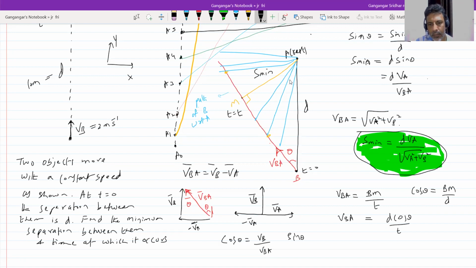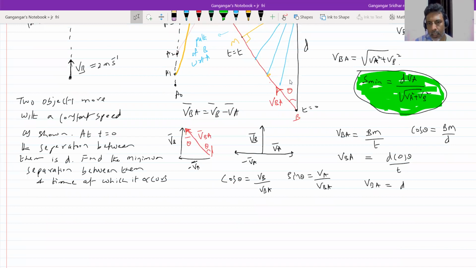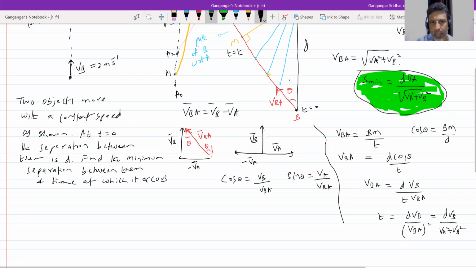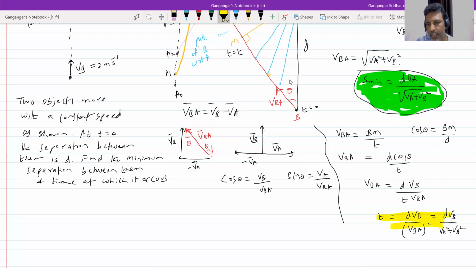Sin theta is, substitute this VBA. I'll further slide up. Cos theta, you can write it as VB by VA. This is the minimum time, the time at which the separation will be minimum.